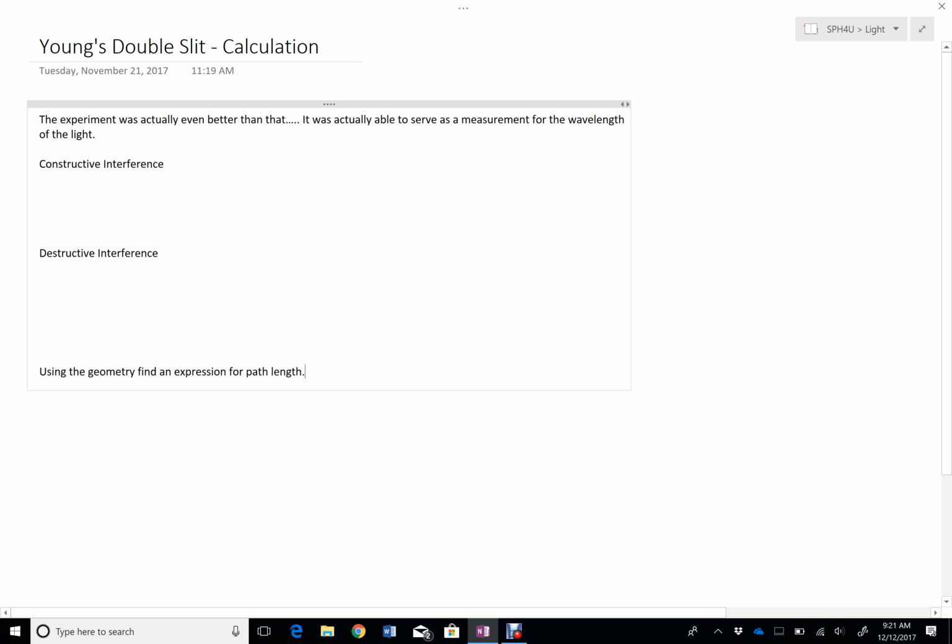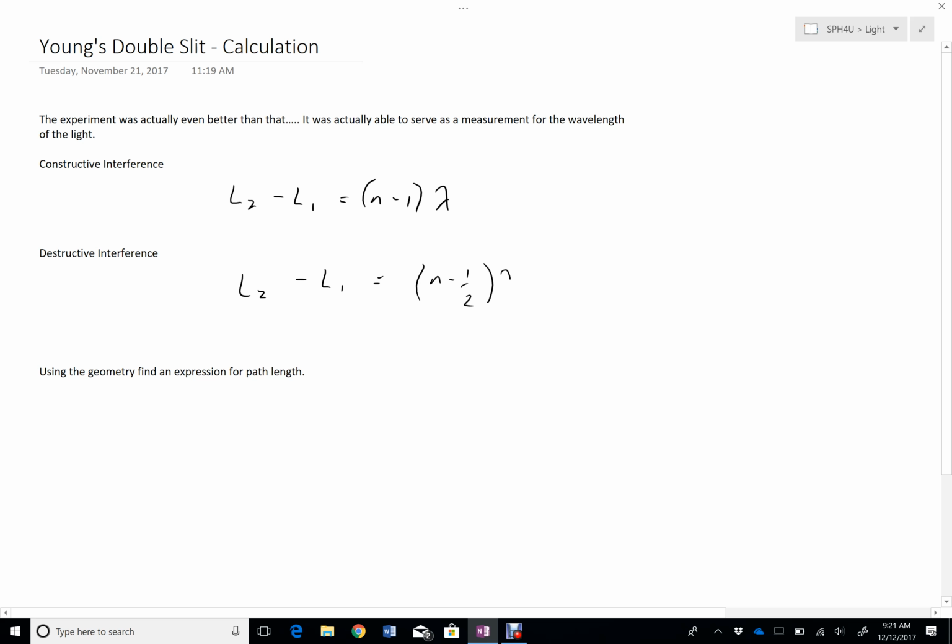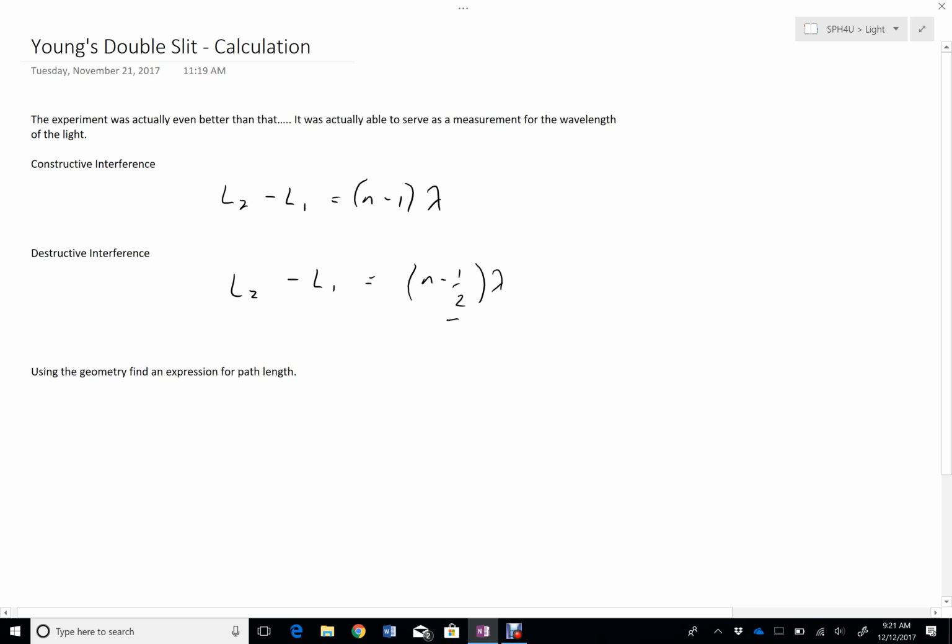So first of all, we need to remember our conditions for constructive and destructive interference. L2 minus L1 is equal to n lambda. That gets us back in phase, or back in step, with integer wavelengths. So that's our constructive interference condition. L2 minus L1 equals (n minus 1/2) lambda. That gets us a half step out of phase, and that creates destructive interference.